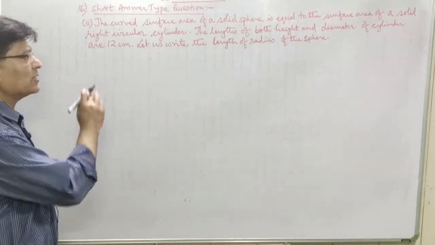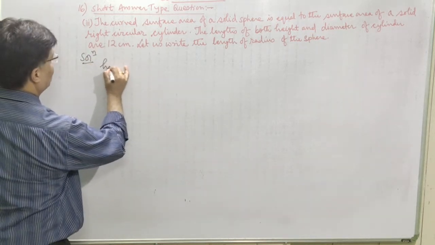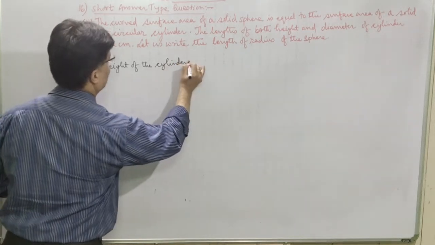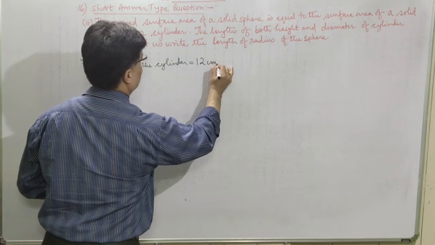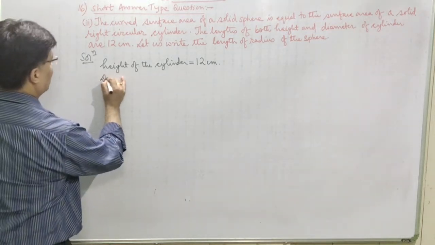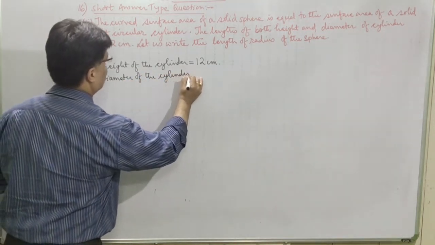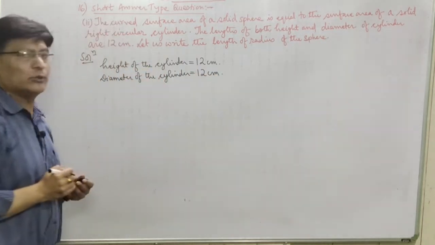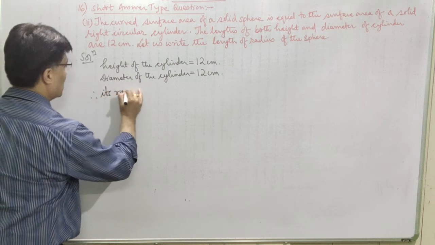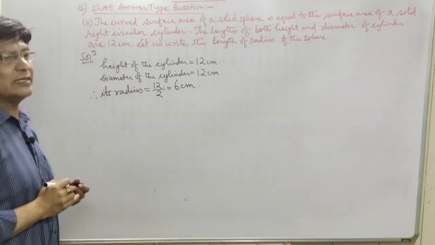Okay, so now in this case let us write down first the cylinder. This is the solution. Now for the cylinder, what is the height of the cylinder? Height of the cylinder is equal to 12 centimeter. What is the diameter of the cylinder? Diameter means diameter of the base. The diameter of the cylinder is also 12 centimeter. The diameter is given, but you have to find its radius. Therefore its radius is equal to half of 12, that is 12 divided by 2 is equal to 6 centimeter.